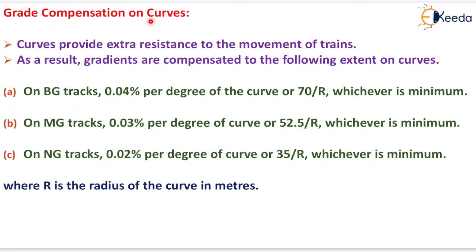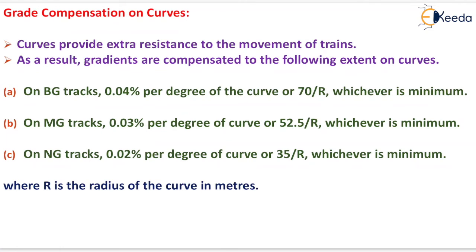Grade compensation on curves. Curves provide extra resistance to the movement of trains. As a result, gradients are compensated to the following extent on curves. On broad gauge tracks, 0.04% per degree of the curve or 70 by R, whichever is minimum. On meter gauge tracks, 0.03% per degree of curve or 52.5 upon R, whichever is minimum.